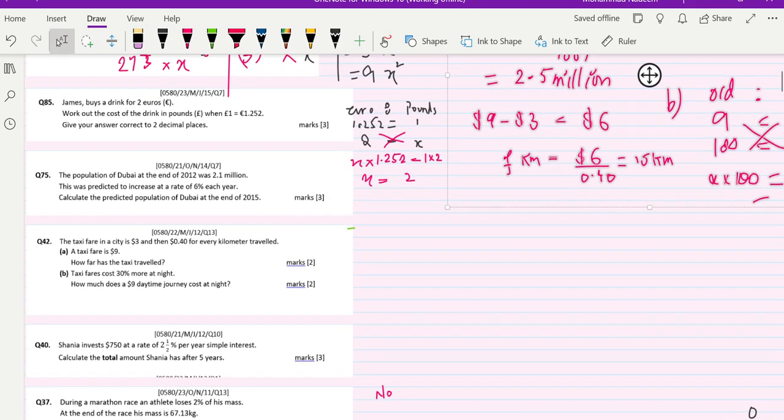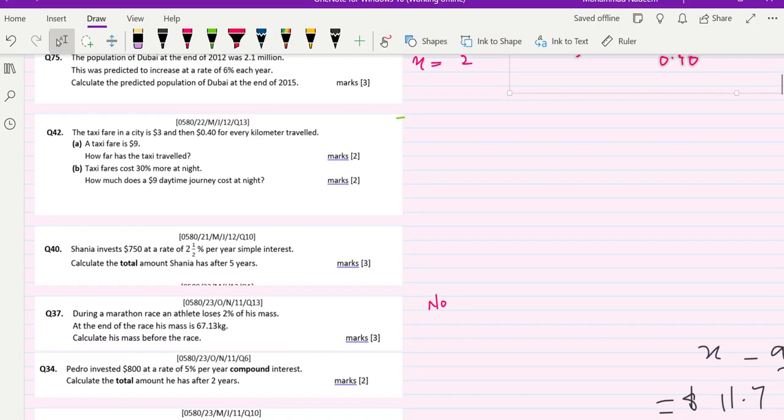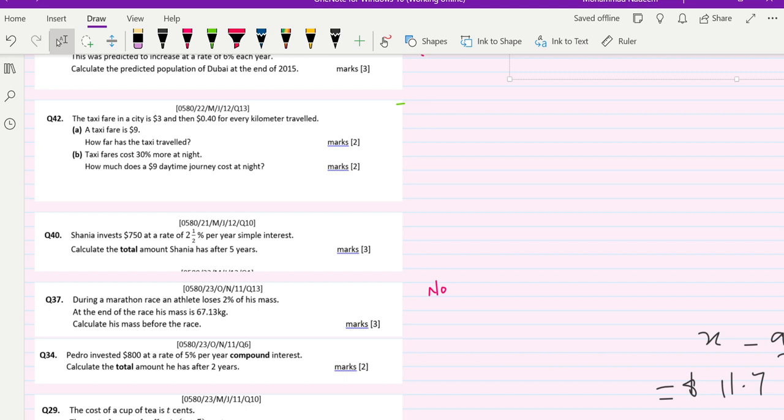Next question is about Shania invests $750 at a rate of 2.5% per year. Simple interest. Calculate the amount Shania has after 5 years. So this is the question from simple interest. The formula for the interest is I equals PRT over 100. So interest is equals to PRT over 100.